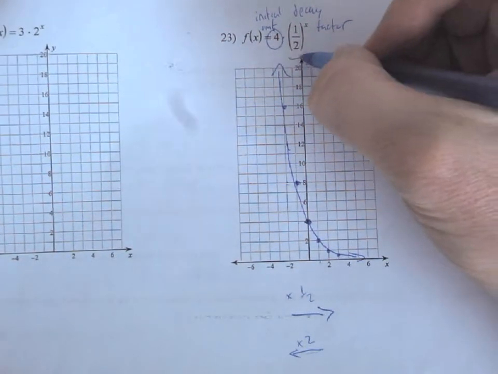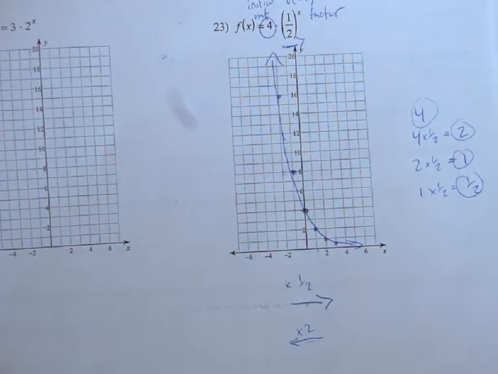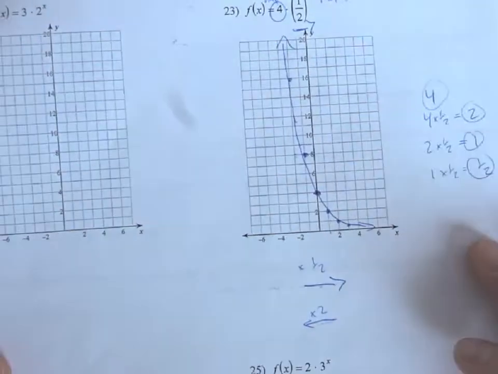But this is the key. This tells you what to do as you move to the right. Okay? If you want to go backwards, it'll tell you what to do. You got to do the opposite, basically.